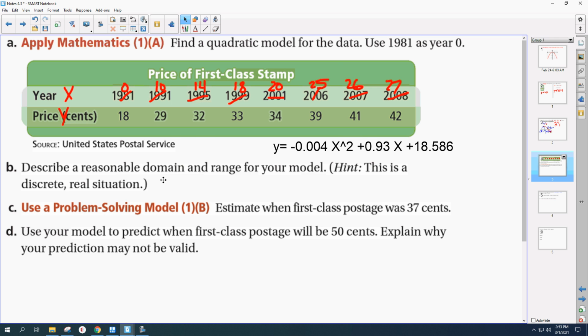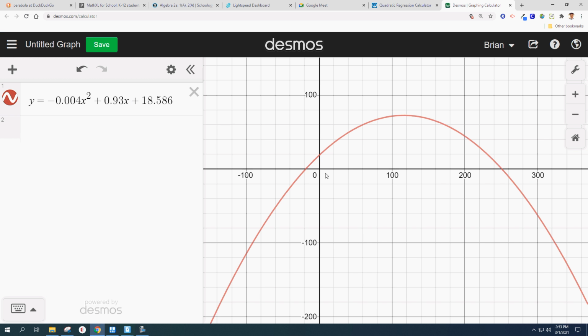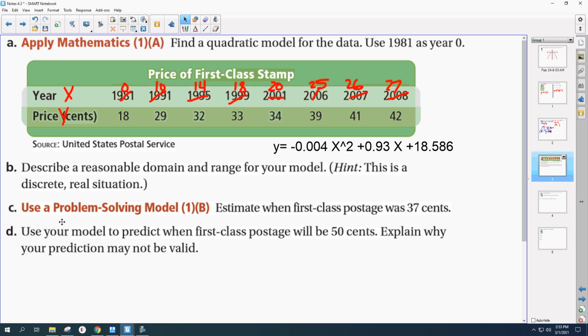This is kind of a weird situation because if you look at the graph, I highly doubt the price is going to go down to 0, and it's definitely not going to go to negatives. So that's kind of what they're talking about. But part C, estimate when first class postage was 37 cents. Well, that's your Y number. Your cents is your Y number. So they're wanting to know when the cost was 37 cents. So I'm looking in between here somewhere. Probably about 2004, we're guessing.